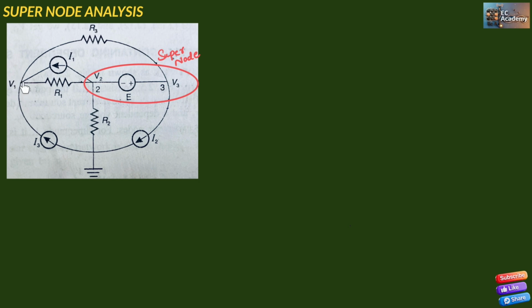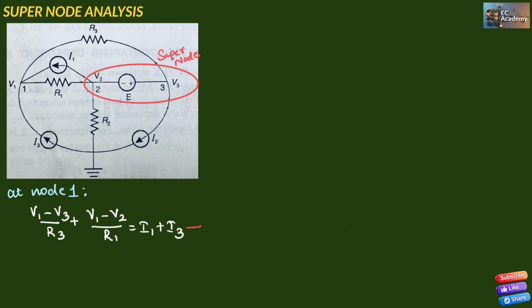So here we can write (V1 minus V3) divided by R3 plus (V1 minus V2) divided by R1 will be equal to I1 plus I3. So what we are doing? We are writing the current equation. So at node 1, you can write (V1 minus V3) divided by R3 plus (V1 minus V2) divided by R1 will be equal to I1 plus I3. Let us call this equation number 1.